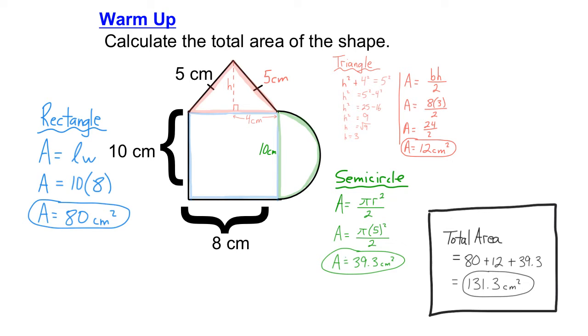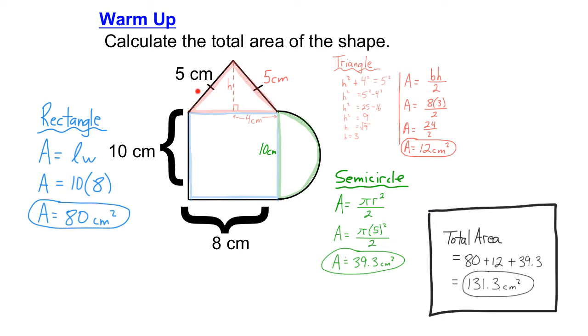Well, if you'll recall from Spiral 1, the way we tackled this problem was to break the larger shape into its smaller shapes. So here we have a rectangle. That's the simplest one to get the area of the rectangle. Length times width. So 10 times 8, that's 80 centimeters squared.